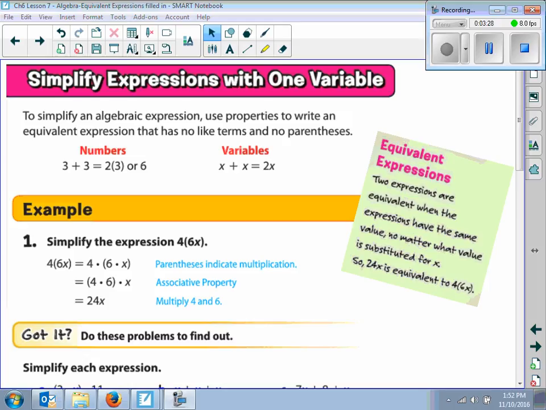Okay? So here, for example, we have 3 plus 3 is equal to 2 times 3, because repeated addition is multiplication, so we could write that as 2 times 3. And then that's equal to 6. So those are our 3 different equivalent expressions, right? So for when we have variables, we have x plus x. That's equal to 2x.